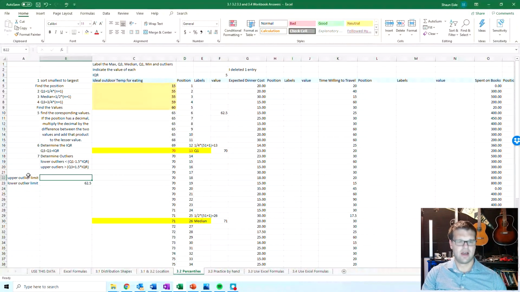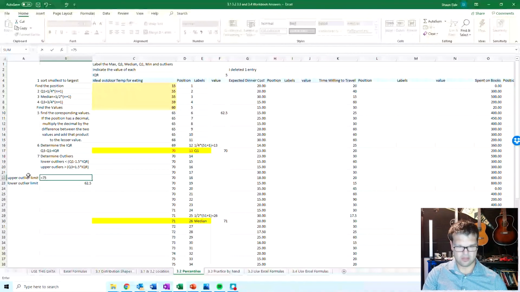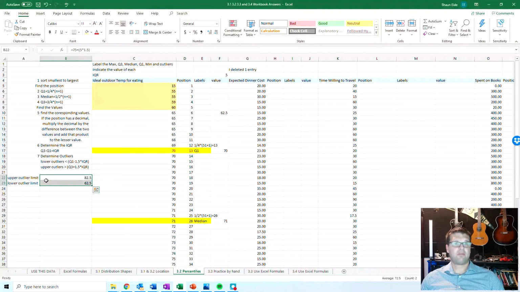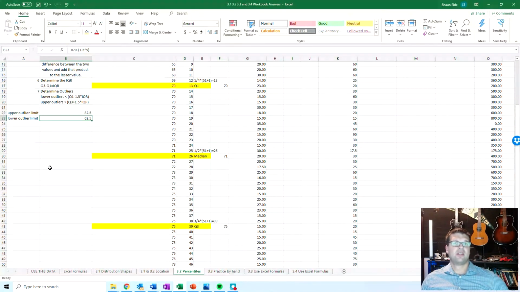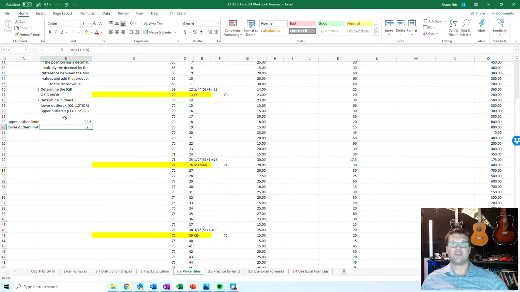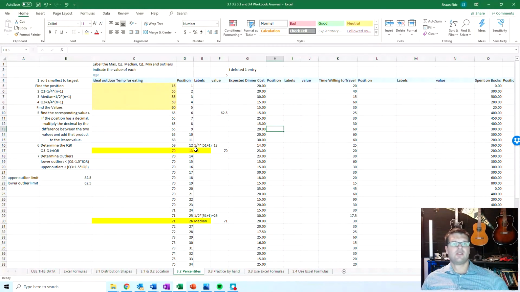would be Q3, or the value of Q3, which is going to be 75, equals 75 plus 5 multiplied by 1.5. So we've got 82.5 is the upper outlier limit, 62.5 is the lower outlier limit. And so anything greater than 82.5 is an outlier, anything less than 62.5 is an outlier. Okay, so now we're done with this, but I want to show you one more thing.